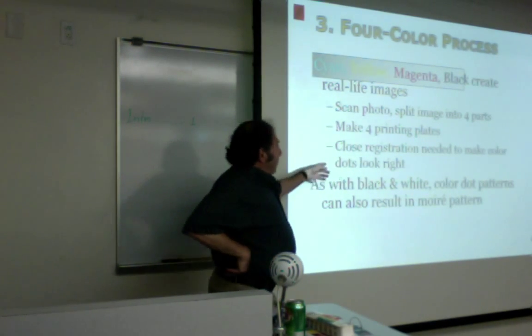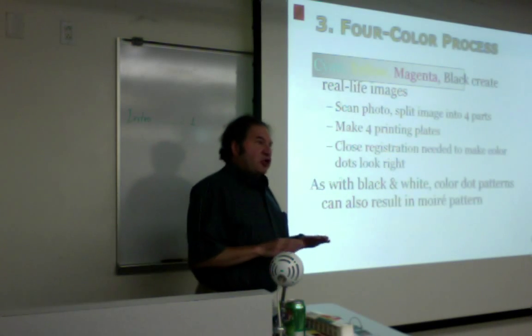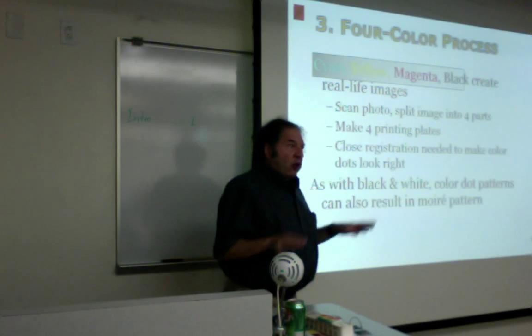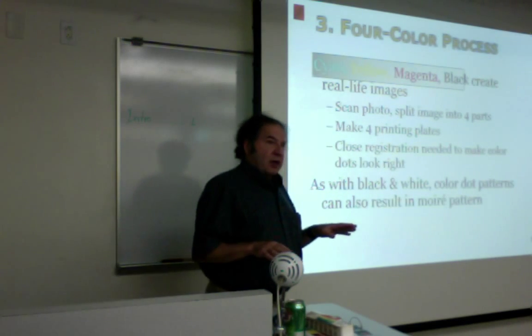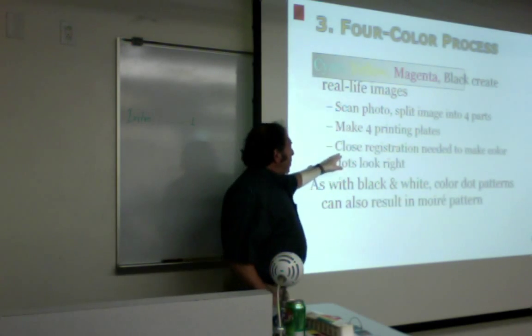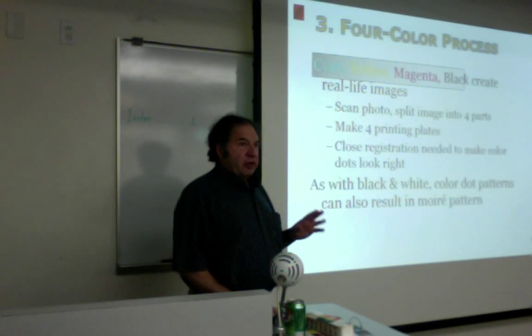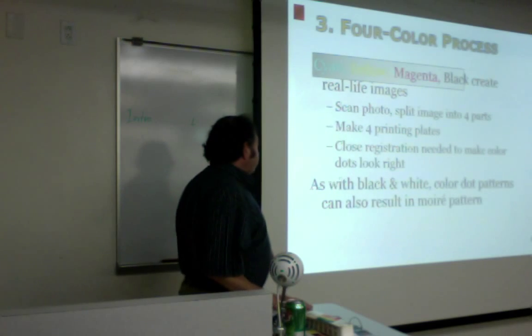And what you had to do then is you had to make sure that you printed them perfectly on top of each other, or the picture would look very blurry. And that's called registration, close registration or tight registration. And that's a real important thing when you're printing in color.